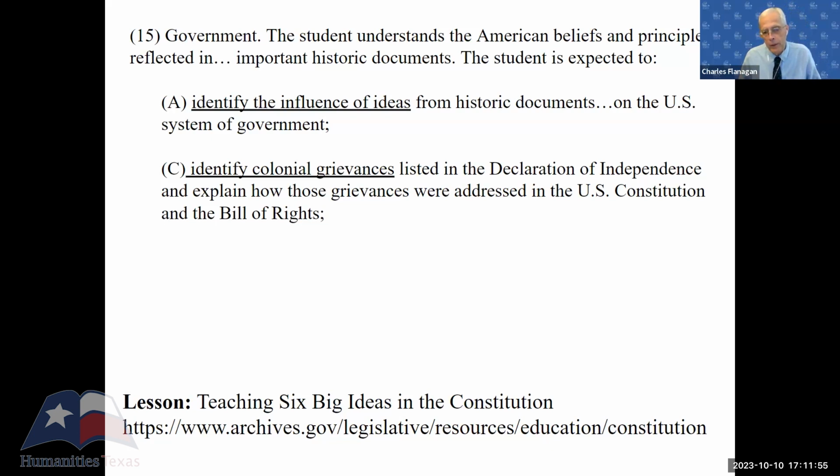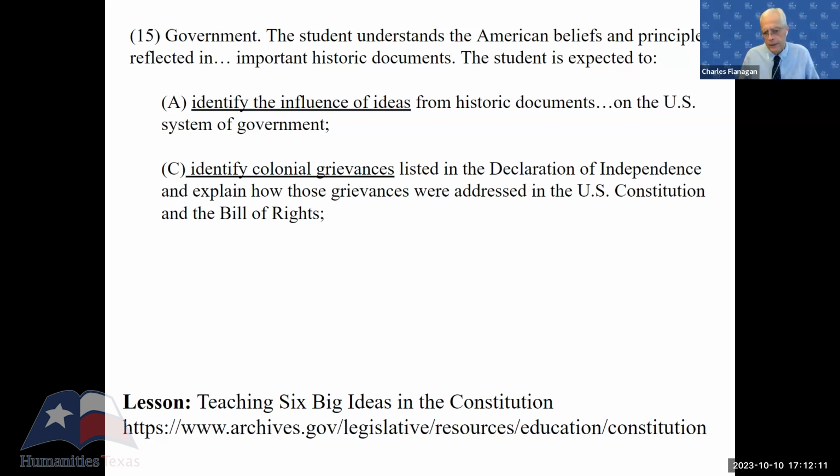And I put the address to it at the bottom of this slide. So you get like a twofer tonight. I'm going to talk explicitly about teaching the Bill of Rights. But after I finish, I want you to go check out this other lesson on teaching the Constitution.